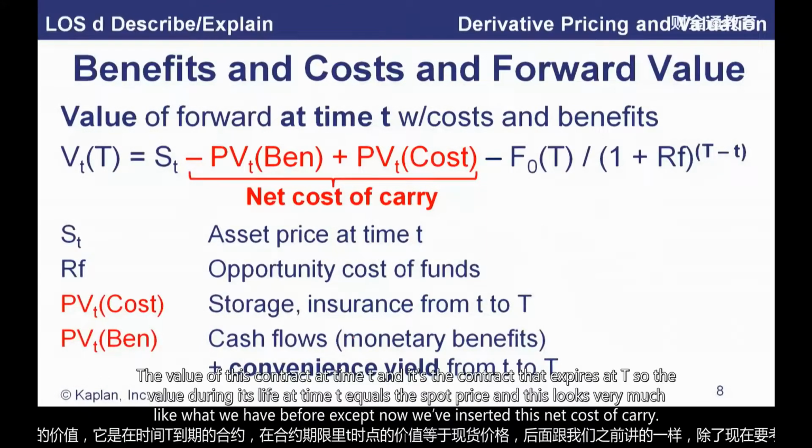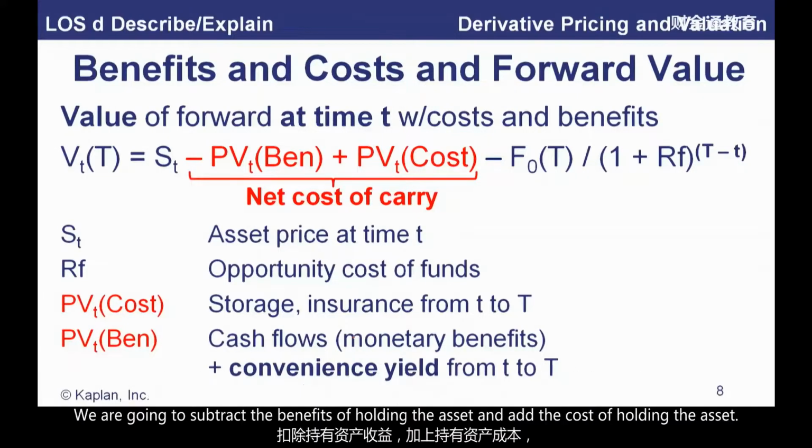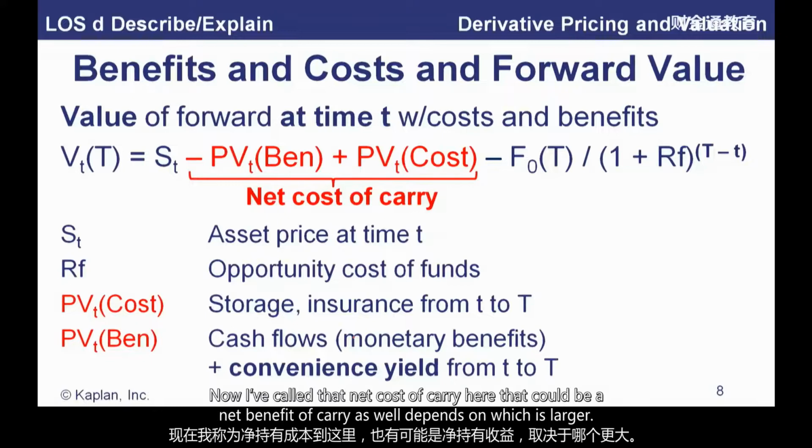The value of this contract at time t, and it's the contract that expires at capital T. So the value during its life at time little t equals the spot price, and this looks very much like what we had before, except now we've inserted this net cost of carry. We're going to subtract the benefits of holding the asset and add the costs of holding the asset. Now, I've called that net cost of carry here. That could be a net benefit of carry as well. Depends on which is larger.